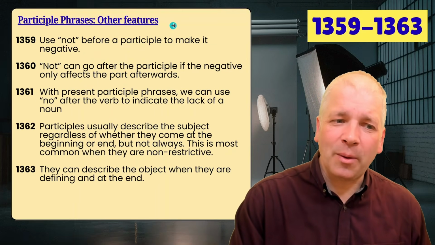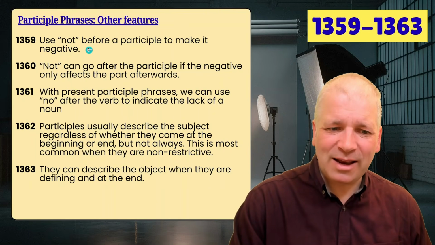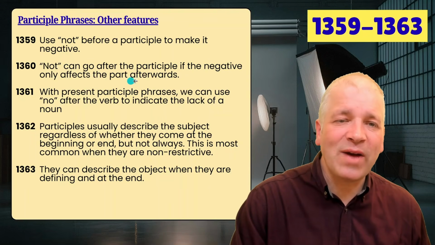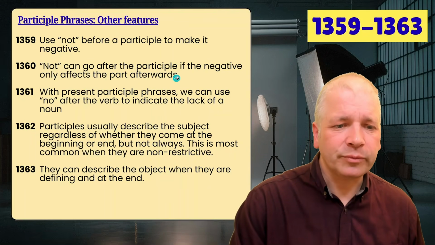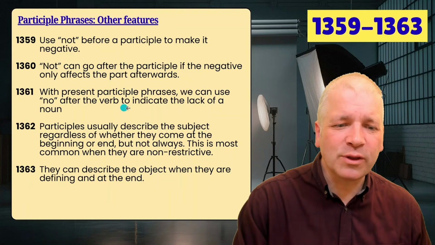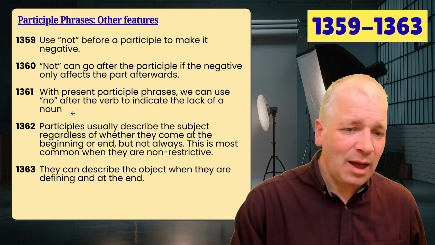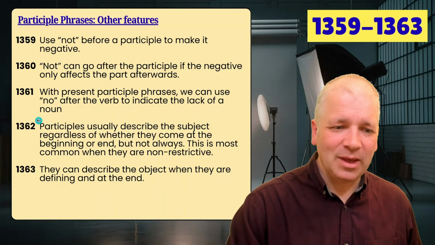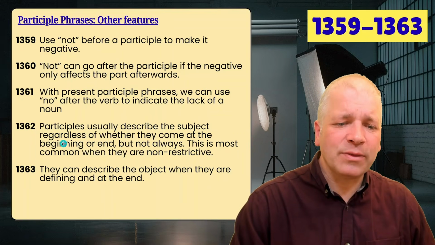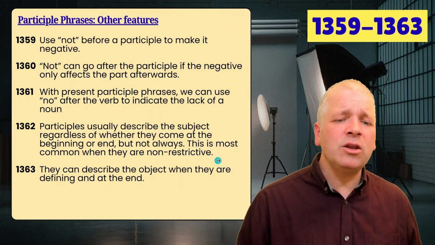Other features of participle phrases. You can use not before a participle to make it negative. Not can go after the participle if the negative only affects the part afterwards. With present participle phrases, we can use no after the verb to indicate the lack of a noun. Having no money, for example. Participles usually describe the subject regardless of whether they come at the beginning or end, but not always. This is most common when they are non-restrictive.